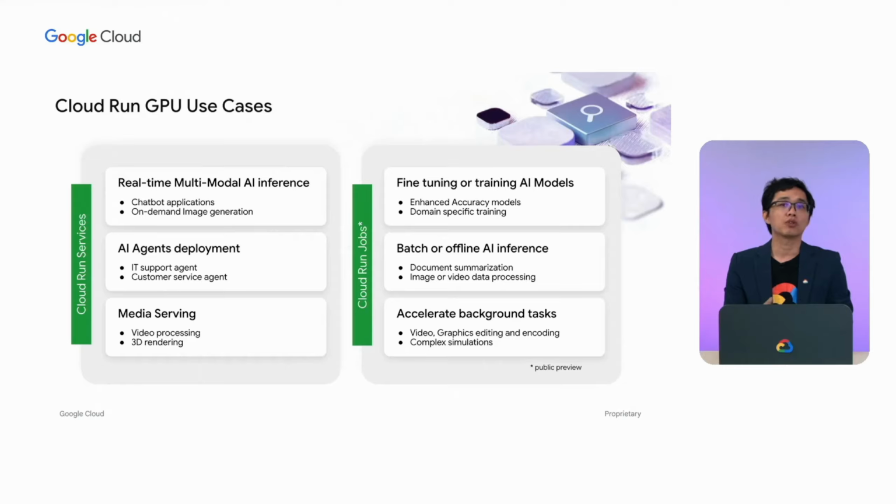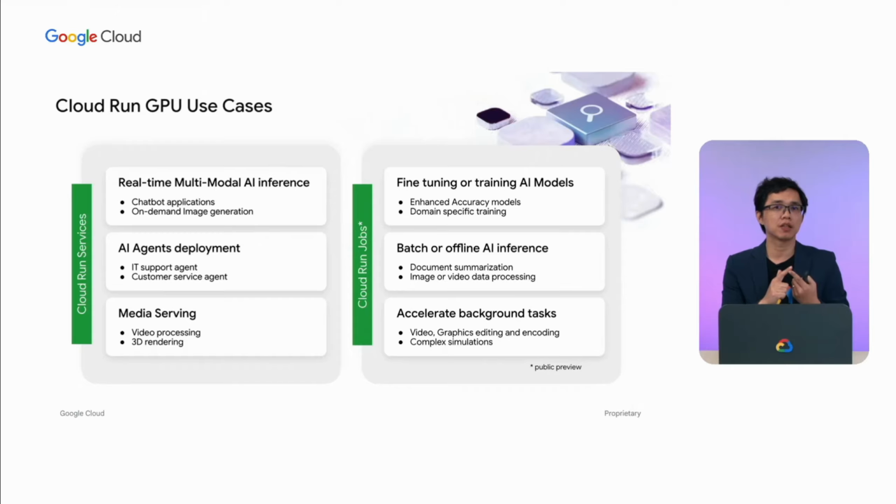You can also use Cloud Run to deploy AI agents. Take an example where you want to run an IT support agent or customer service agent to autonomously answer your users' questions. Cloud Run GPU service can also be used for non-AI compute-intensive workloads, such as media serving for your videos, audio, or image files, or even 3D rendering for game development.